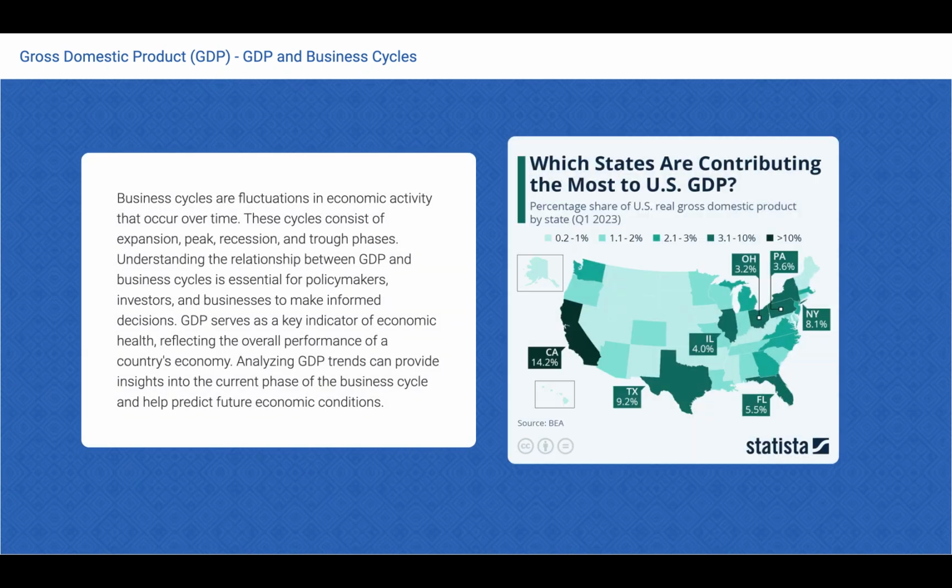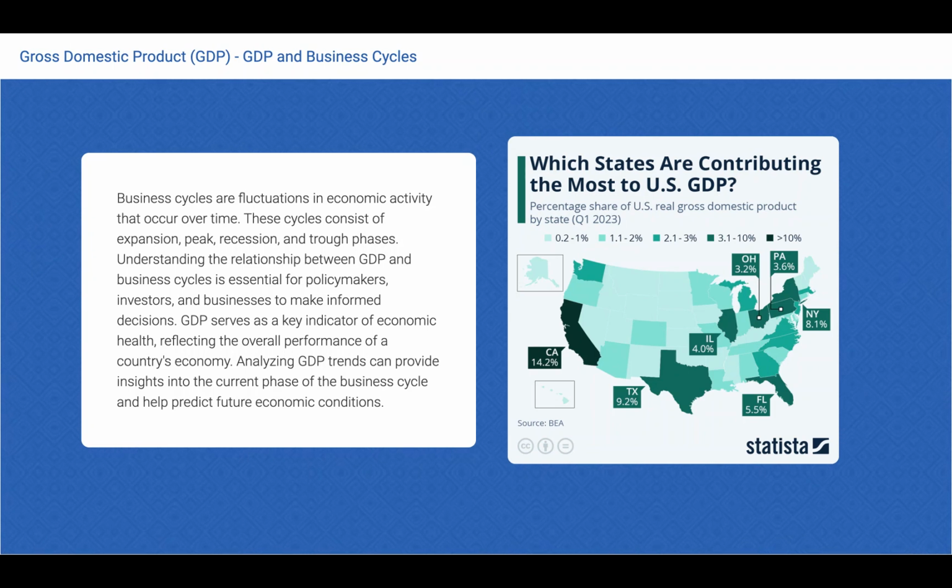Business cycles are fluctuations in economic activity that occur over time. These cycles consist of expansion, peak, recession, and trough phases. Understanding the relationship between GDP and business cycles is essential for policymakers, investors, and businesses to make informed decisions. GDP serves as a key indicator of economic health, reflecting the overall performance of a country's economy. Analyzing GDP trends can provide insights into the current phase of the business cycle and help predict future economic conditions.